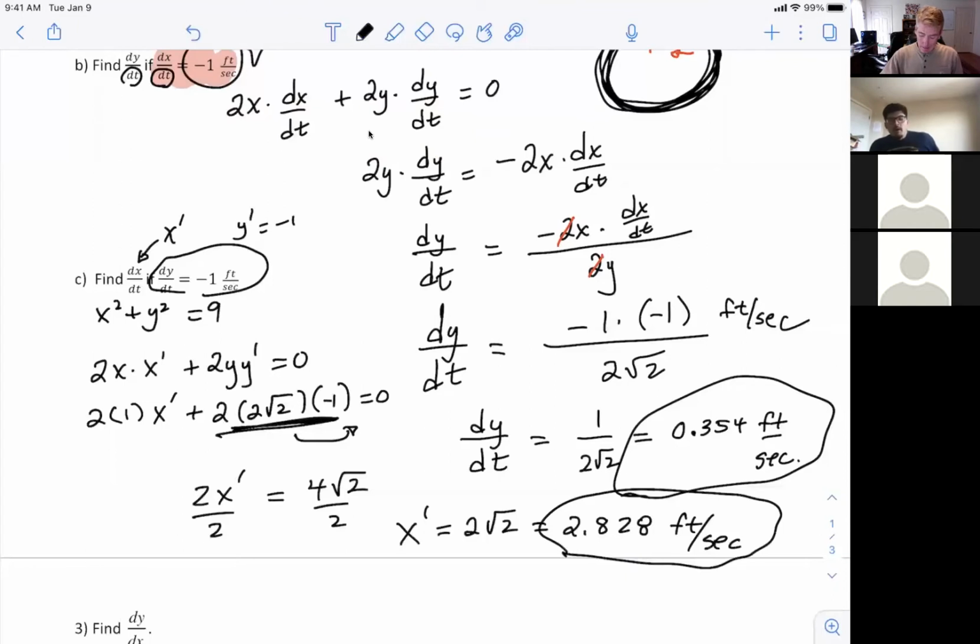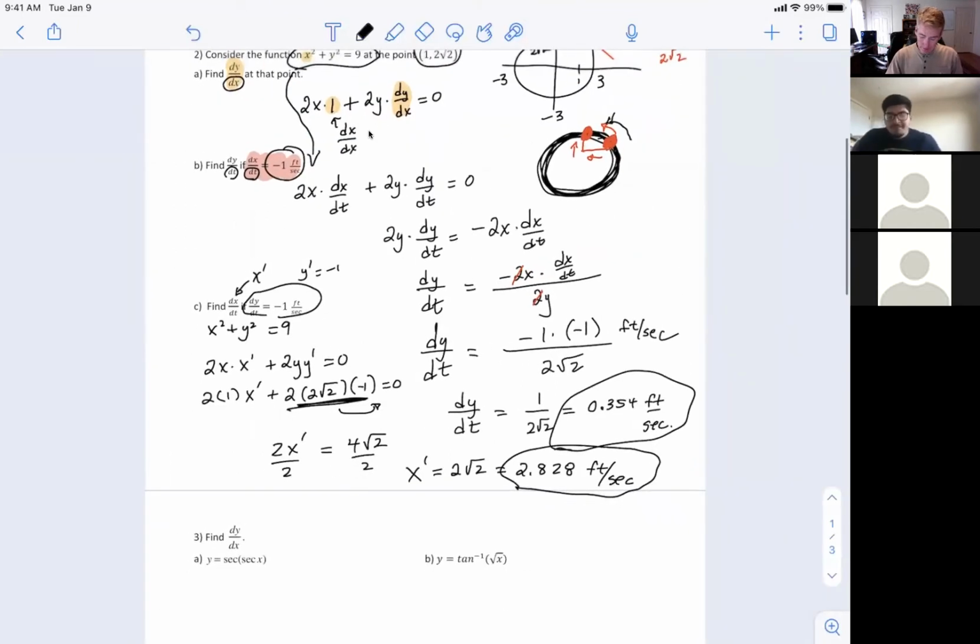But wait a second. Didn't I say it was going to the left? If things are going to the left, their derivative should be negative. But this one's positive.